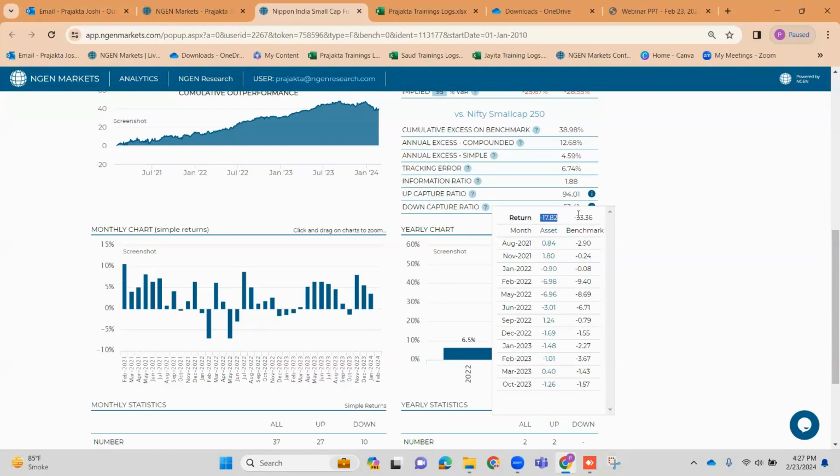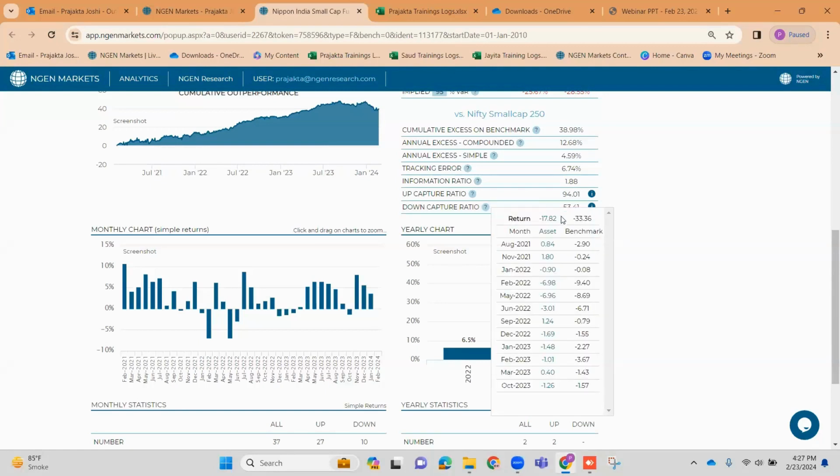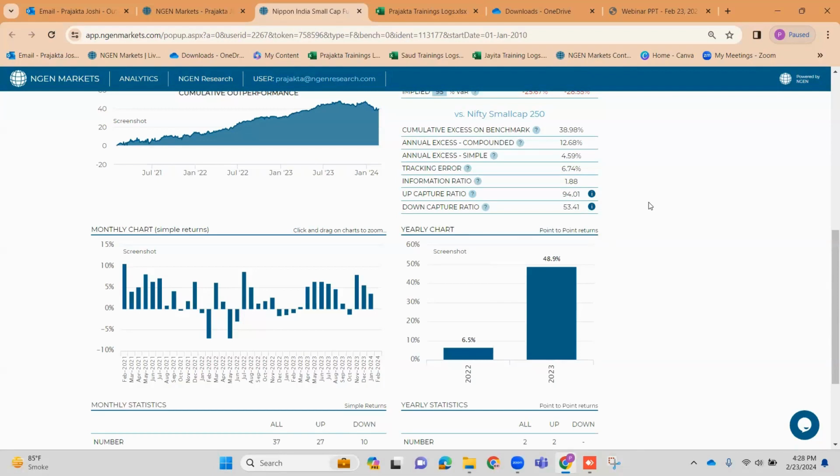On the other hand, in the same time period, the benchmark goes down by negative 33%. So our fund's resilience to down markets, or when the benchmark is in volatile times, is much better. And therefore, you will see a down capture ratio of 53. How is that achieved? 17 divided by 33, that's 53. Which in other words can also be interpreted as, if the benchmark goes down by 100, your fund goes down by 53, right?